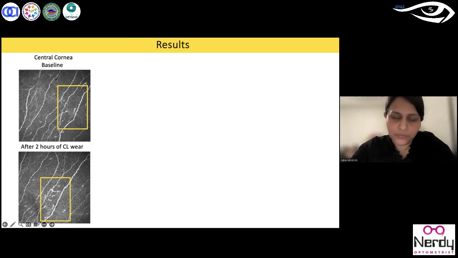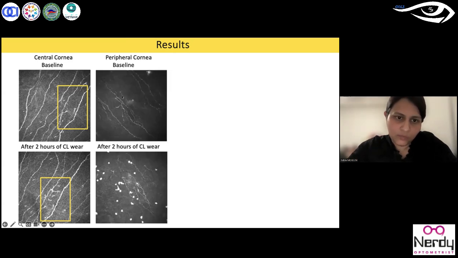Then from the center, we move towards the periphery. We observe that cells were not there at baseline, but they started moving in. And as you can see, in contrast to the central cornea, the cells have short cell bodies and thick dendrites, and that's different from the central cornea. You can see the cells are moving in and they have retracted dendrites towards the cell body.